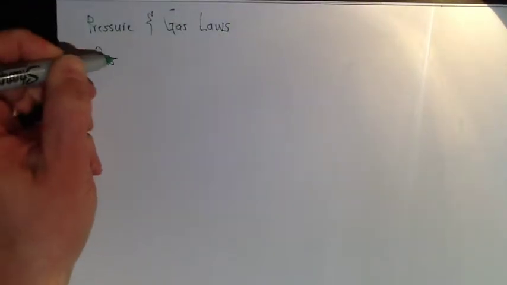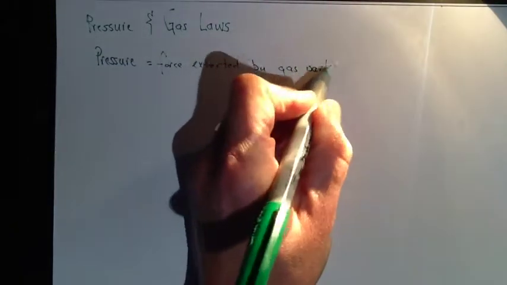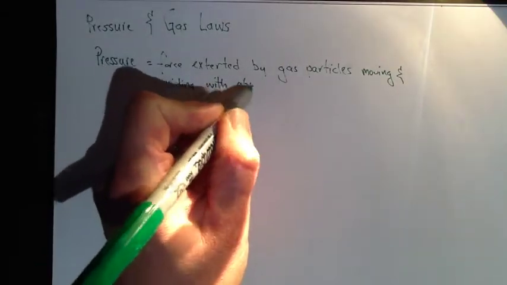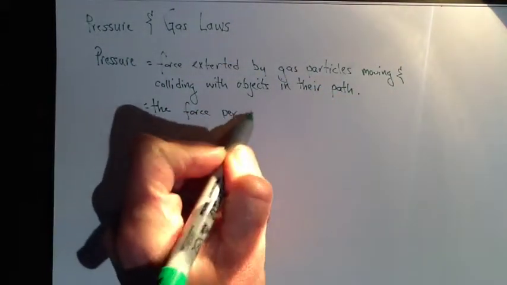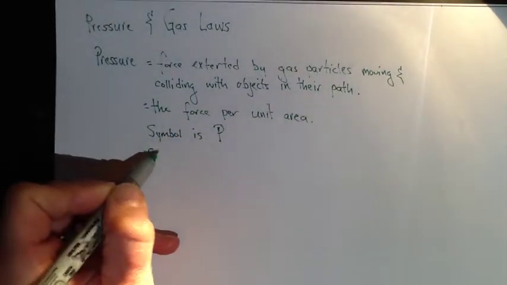Pressure is a variable that can be measured. Its definition is a force exerted by gas particles that are moving and colliding with the objects in their path. That could simply be the walls of a balloon. Pressure is also defined as the force per unit area. That's more of a physics term.